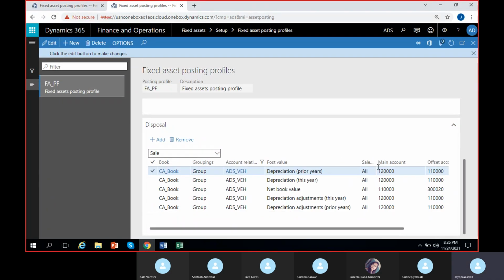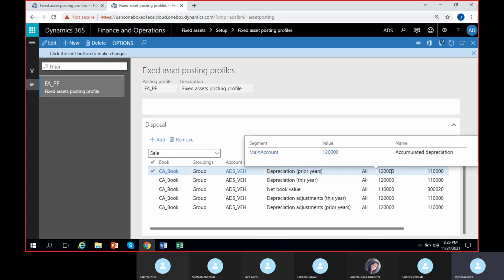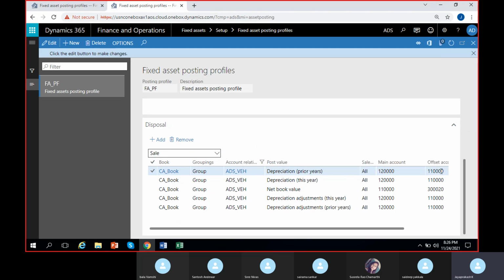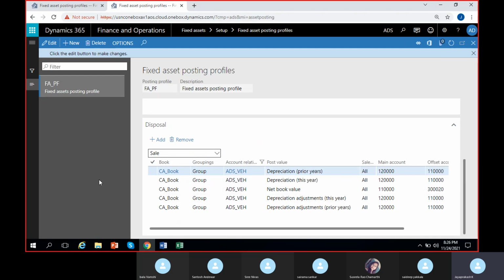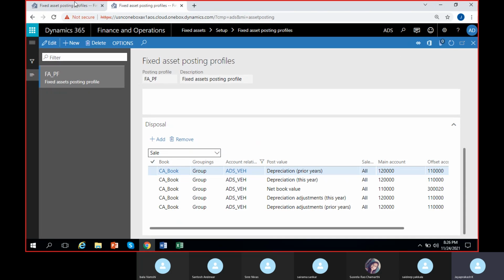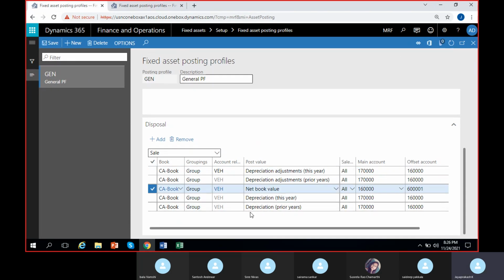I think that should be the thing, as far as I see. Yeah, accumulated depreciation and fixed asset account. Okay, coming to net book value, it is fixed asset account, done. Then the gain or loss on sale of fixed asset account. Perfect. So this is how we can configure the sale posting profile of the fixed asset.